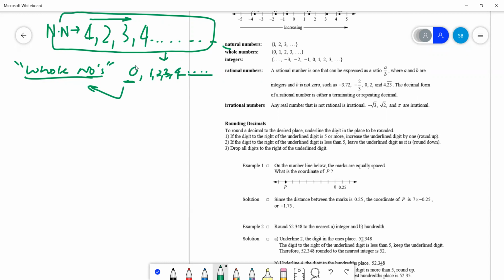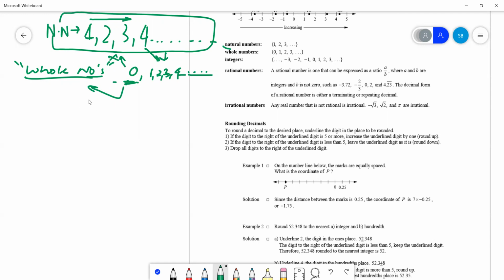Are you following? Yes, I was just writing it down. Okay, so natural numbers 1, 2, 3, 4, and so on are all included in whole numbers. So I can say that all natural numbers are whole numbers, but I cannot say all whole numbers are natural numbers, because 0 is a whole number and that is not a natural number. Any confusion? No.